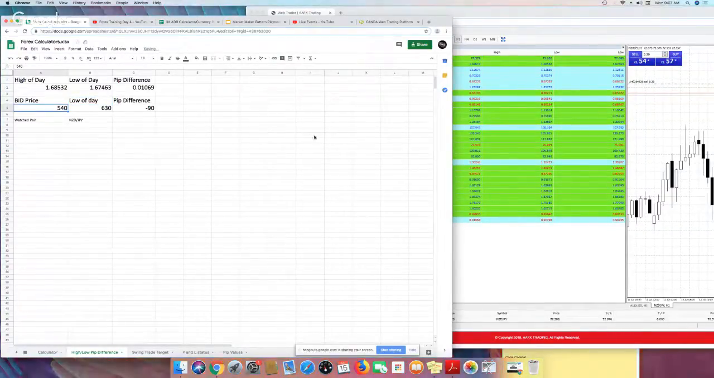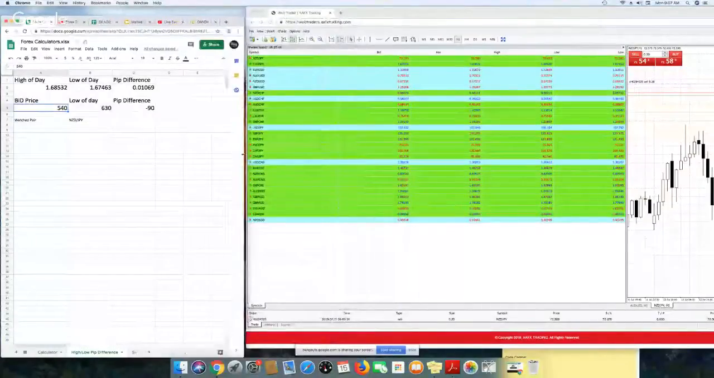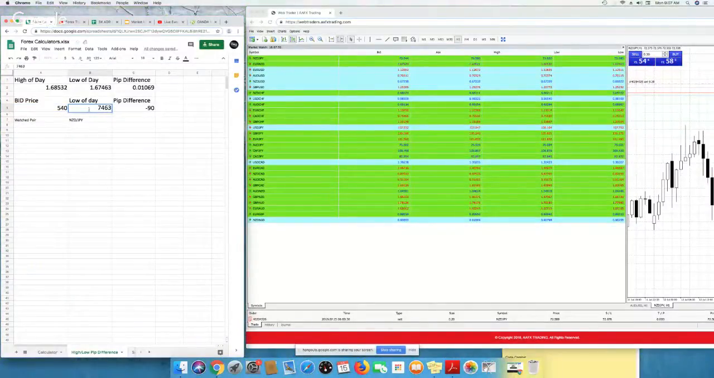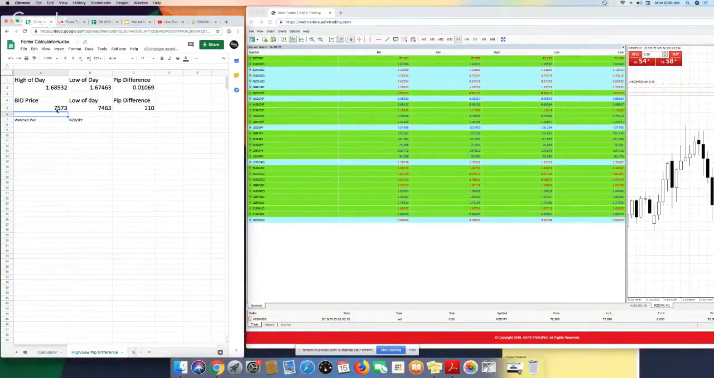And for this one, I would just use the last 3 or maybe last 4. So we'll shorten this up here. There we go. So we got our low of day, which is 7463. And the bid price right now on Euro New Zealand is 7573. So that's about 11 pips off the low, which is good.